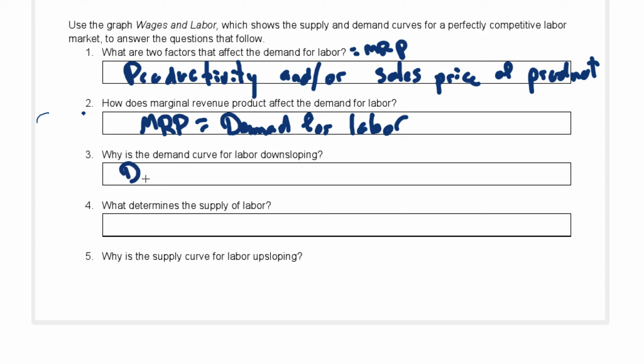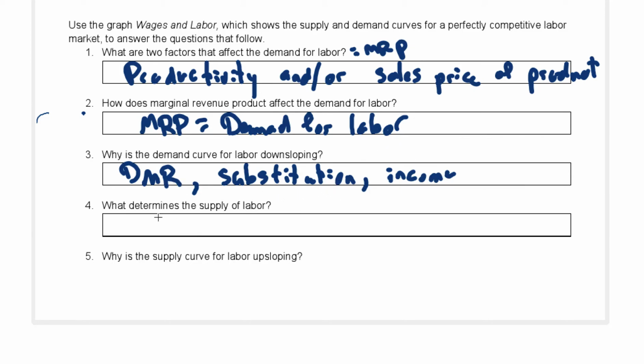Diminishing marginal returns. The more you hire, the less you get. It could be substitution effect. And that is if my workers get too expensive, I can buy some robots. Or it could be income effect. I only have a certain amount of money to spend on robots or workers, whatever.